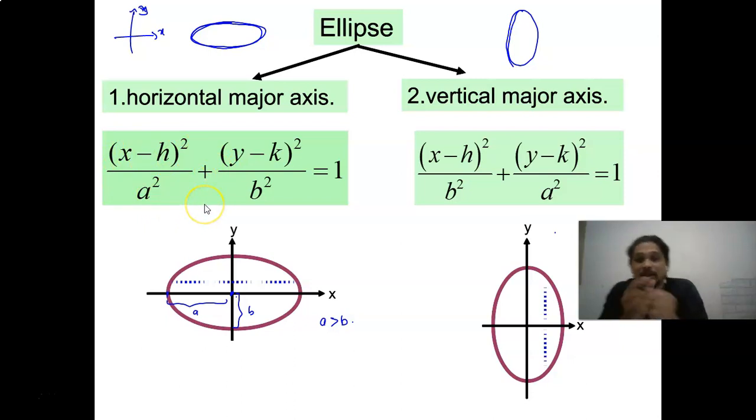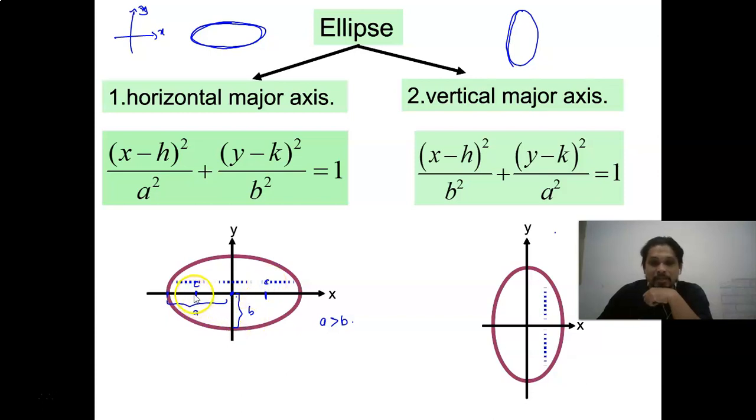And class, in some books, they define A as only for x and B for y. A is always under x and B belongs to y, no matter whether A is greater than B or A is less than B. So please be careful, because with a different definition, you are going to use A and B differently to find the point of the focus, C here.